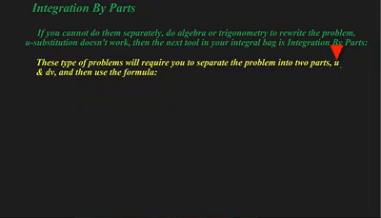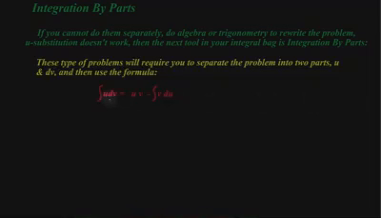One part's going to be your u. You're going to derive u to get du. The other part's going to be your dv, and you're going to integrate that to get your v. And then use a formula and plug into the formula. The integral of u dv will be uv minus the integral of v du.